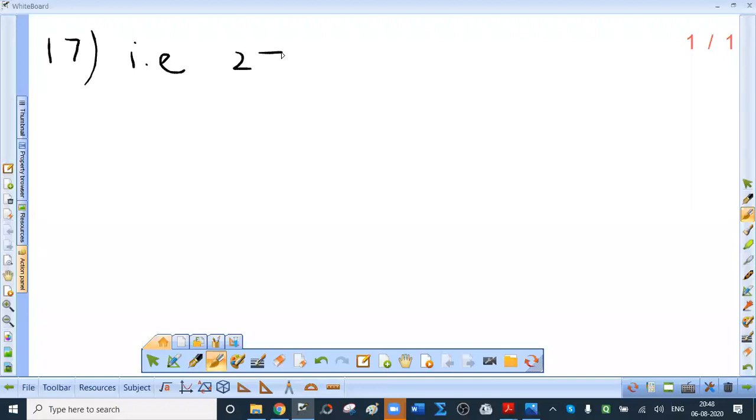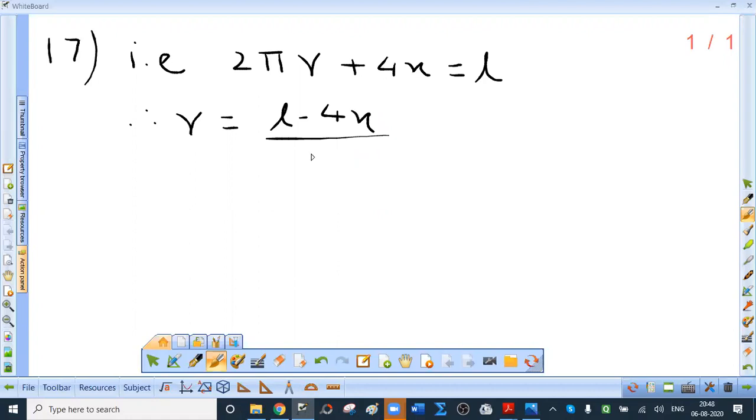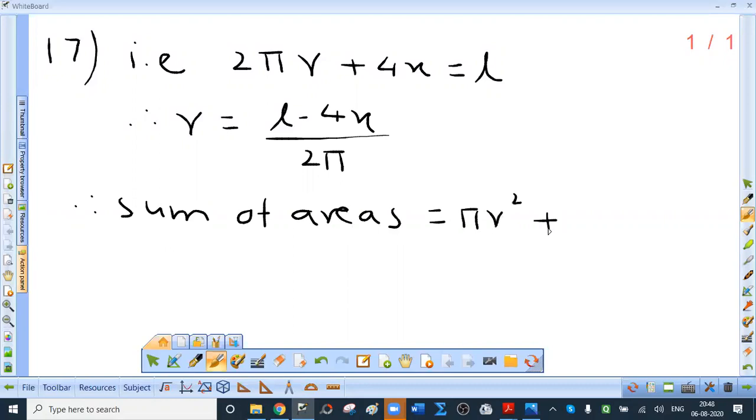Now what is the formula for circumference? Twice pi r plus 4x is nothing but L, given means constant. So from this, tell me what is r? It is L minus 4x divided by 2 pi. Now sum of the areas. Therefore, the sum of areas will be what? Area of circle plus area of square, that is pi r square plus x square.